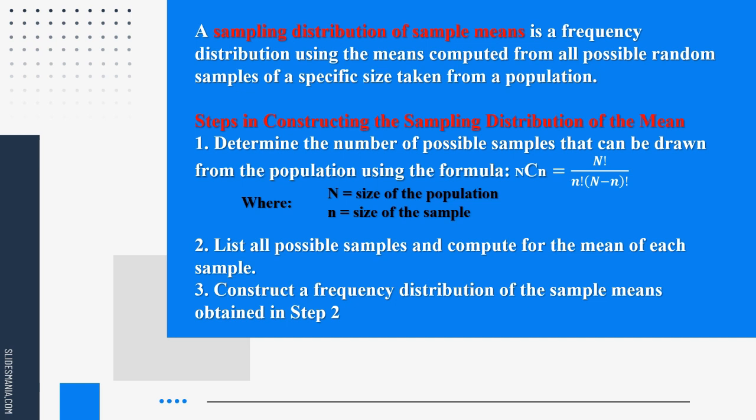Steps in constructing the sampling distribution of the mean. Number 1. Determine the number of possible samples that can be drawn from the population using the formula as shown, where capital N is the size of the population, small n is the size of the sample. Number 2. List all possible samples and compute for the mean of each sample. Number 3. Construct a frequency distribution of the sample means obtained in step 2.